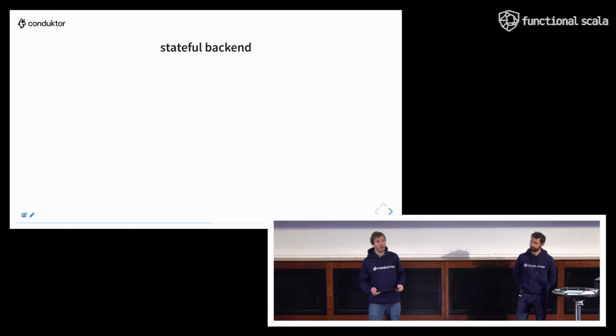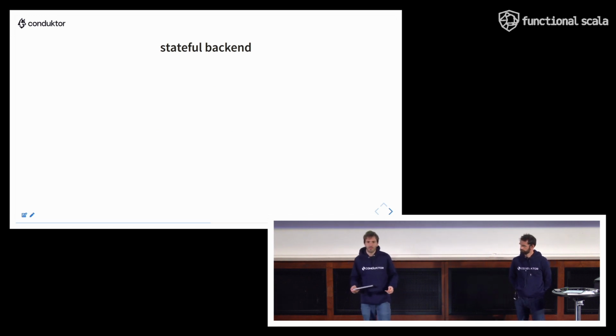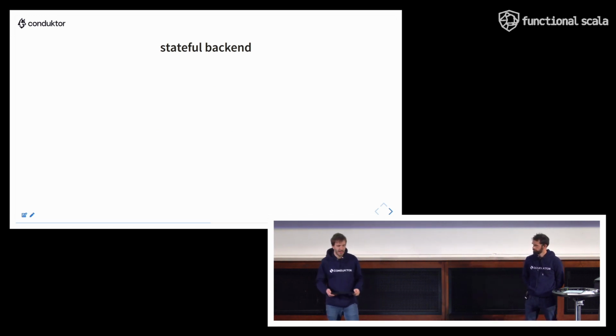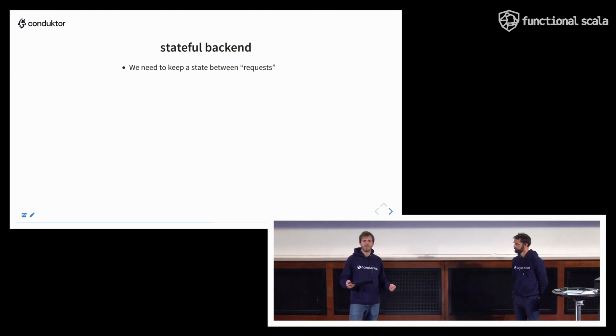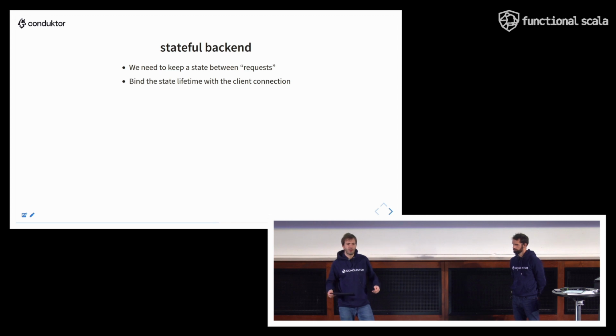So we now have a reason to have a stateful backend to provide the best API. But if you speak about a stateful backend, there are some questions. That means you have to keep a state between requests. That's complicated, how do you do that? And if you speak about state, you speak about lifetime: how do you manage the lifetime of your state, or make sure this state is created and destroyed properly?